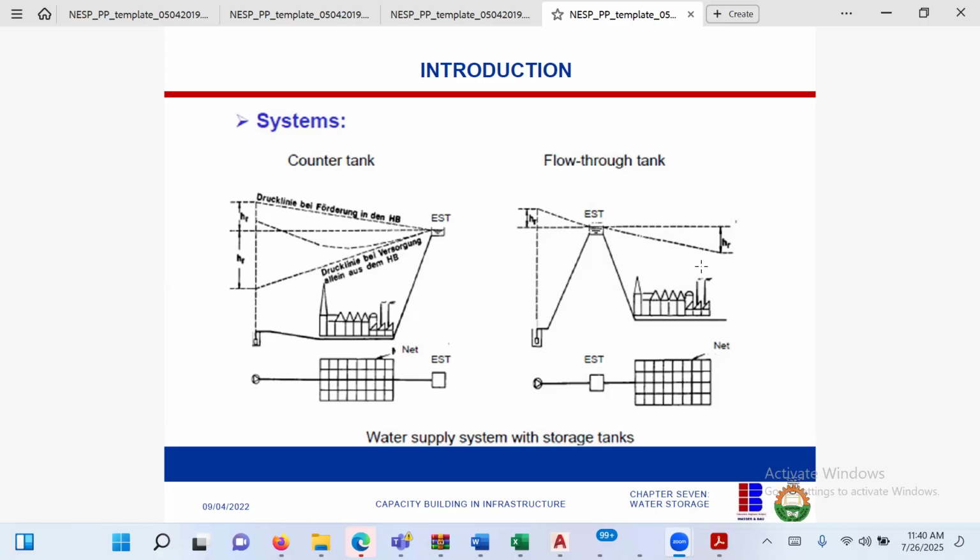So we have the flow-through tank, we have the counter tank. The importance of the counter tank is to control the pressure, which is very important. So once you find out that the pressure is going beyond what you expected, you put a counter tank so that the counter tank will break the pressure before it gets to your tap.